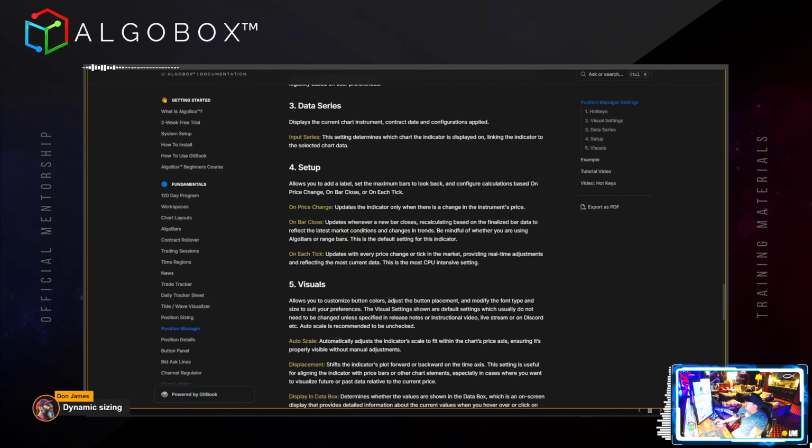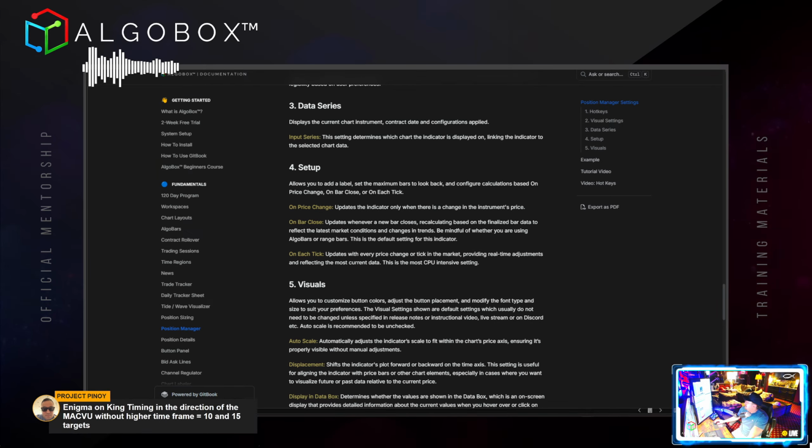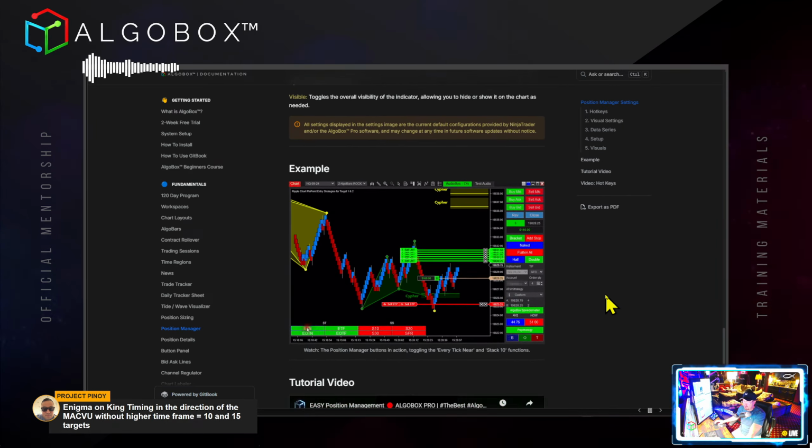Did I miss any questions? Pop them there in the chat. Let's see. Enigma asks: timing in the direction of the MACD without higher time frame equals 10 and 15 targets. If you're on the ones, yes. But remember, what if you were on the higher time frame? Then you would be minimum 15, right? Just checking to make sure you know on that one. Target 1 would be 15, yes?